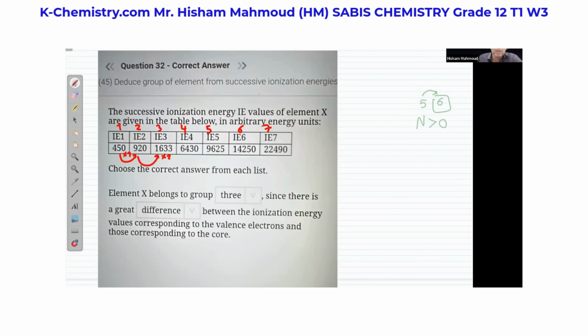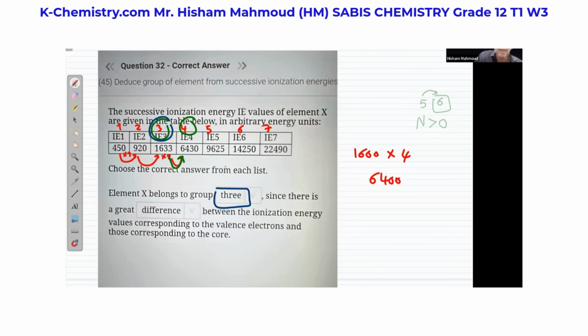Here from 1,633 to 600,430, there is almost multiplication by 4. Imagine that this is 1,600 multiplied by 4. That's almost 6,400. So this time there is a very big jump. So take the two numbers between which there is the biggest jump, and take out the left number, because this will be your answer.